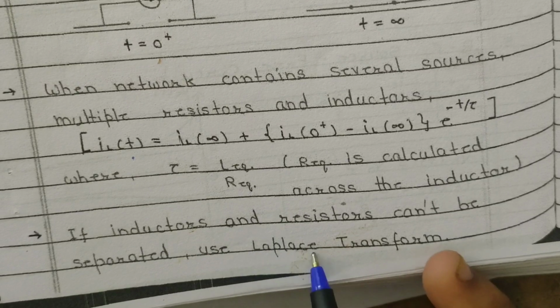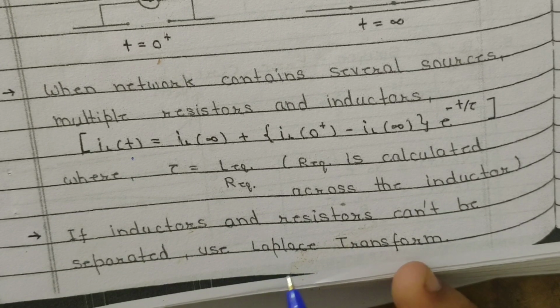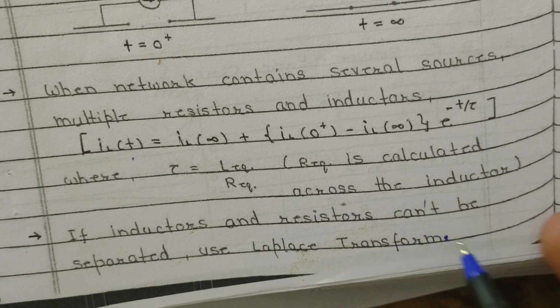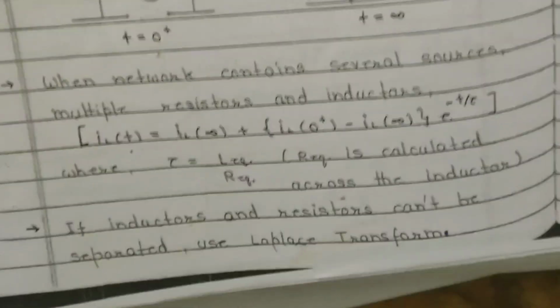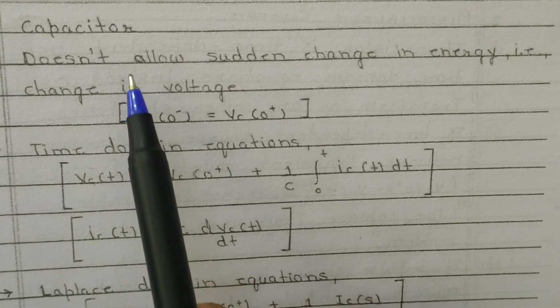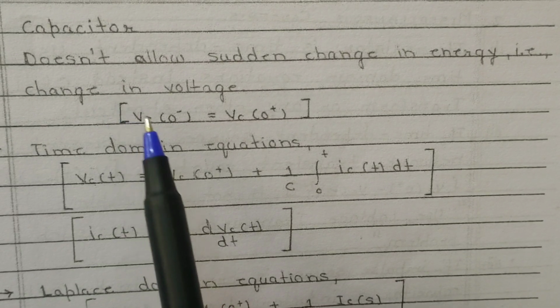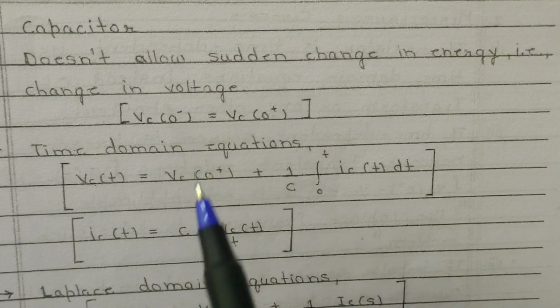If inductors and resistors can't be separated, then we should use the Laplace transform. Laplace transform plays an important role in transient analysis. Now we will discuss the capacitor. We know its basic property: it does not allow sudden change in voltage.